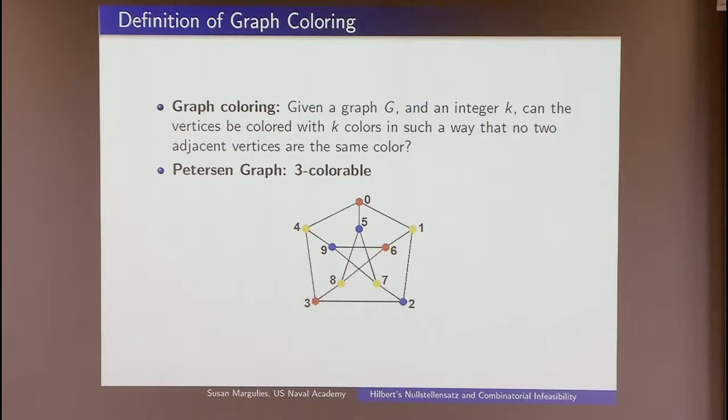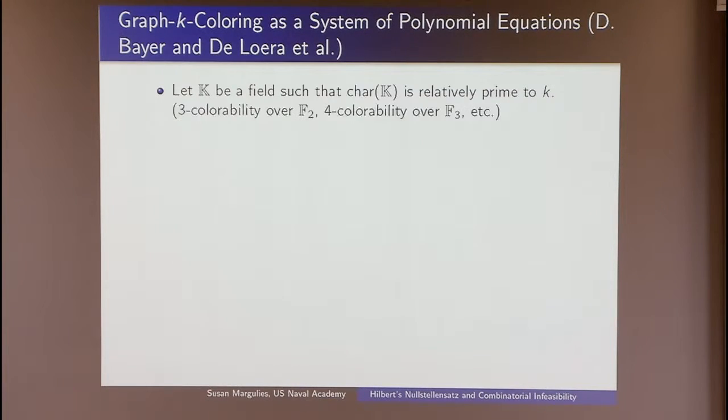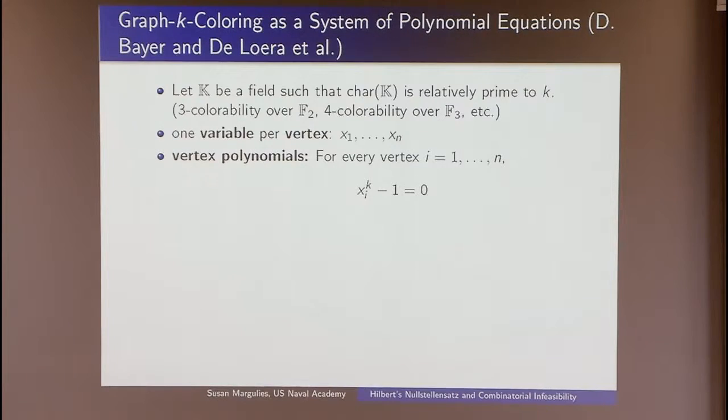K-colorability. Now, here we have the encoding. We have one variable per vertex, just as before. We allow k colors, so k roots of unity, no problem. We're going to call this polynomial v_i. We'll use this in a second when we explore a Gröbner basis.